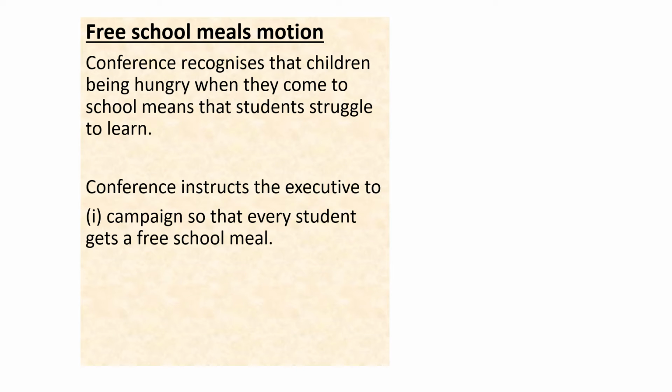In this simple example, we look at what that motion could look like. In the first section, the writer of the motion says that we should recognise as a union that children are hungry, and that means that they struggle to learn. In the second section, he explains what he wants the executive, the union in general, to do about it. So in this case, he's saying that we should campaign that every student gets a free school meal.